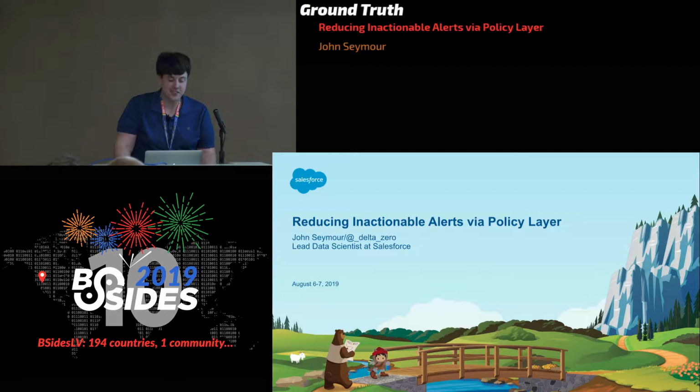My name is John Seymour, aka Delta Zero, and I'm a lead data scientist at Salesforce, where I work on the detection and response team, performing machine learning on security logs to alert to new attacks, to improve our existing alerts and rules, and to find and make new contextual data for use in investigations.